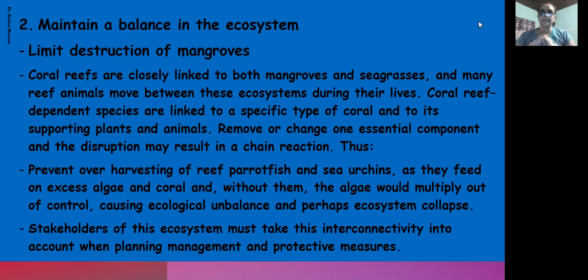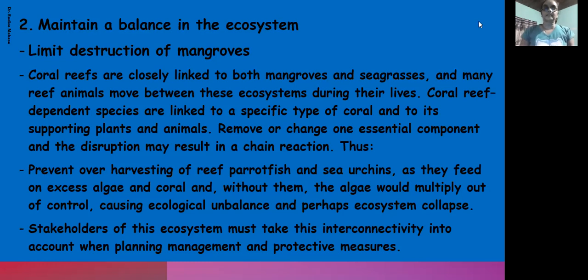The second thing that we need to do to really conserve, to protect our reefs, is to maintain a balance in the ecosystem. What do we mean by that? We mean that we want everything within that coral reef, within that ecosystem, to work as it is meant to. We don't want to disrupt the cycle. We don't want to do things like destroy our mangroves. Okay, so we don't want to cut down the mangroves because we want to build a couple of hotels along that area or anything like that.